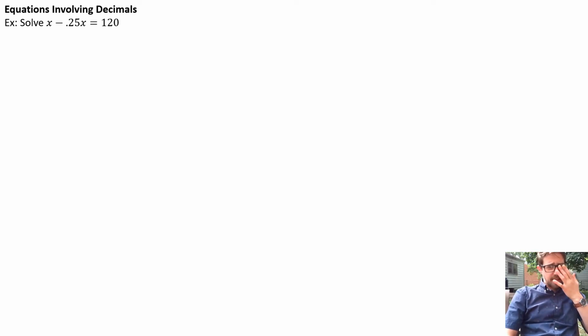On the left-hand side, you see right away that we can combine those like terms. x and 0.25x are like terms. Now, you can think of it as x being 1x. So when you combine those like terms and subtract the coefficients, you have 1 minus 0.25, which is 0.75.